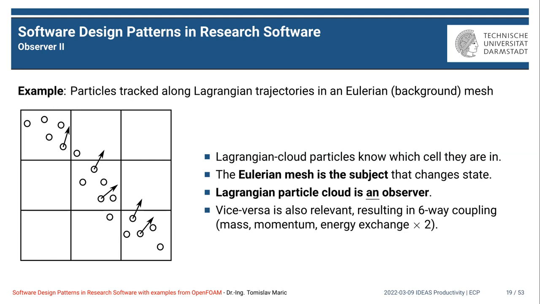Now, when we initialize this, we will basically tell each particle in this Lagrangian cloud in which cell the particle is located. However, this background Eulerian mesh that you see, the square mesh, can change its state. If it happens, we will make the Lagrangian particle cloud an observer of the Eulerian mesh, which is going to be the subject. Of course, we can do this the other way around, where the Lagrangian particle cloud changes the state, let's say it moves or something. In this case, we want to update the information on the side of the Eulerian mesh. If you do this, then you have something called six-way coupling, if I'm not wrong, I'm not an expert for Lagrangian flows, where mass, momentum, and energy are exchanged from the cloud to the Eulerian mesh and from the Eulerian mesh onto the cloud.